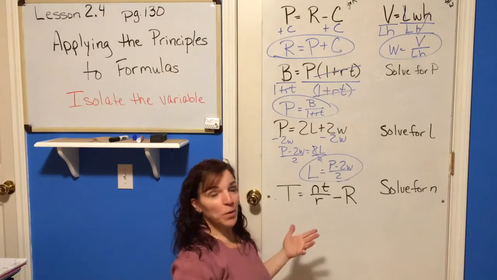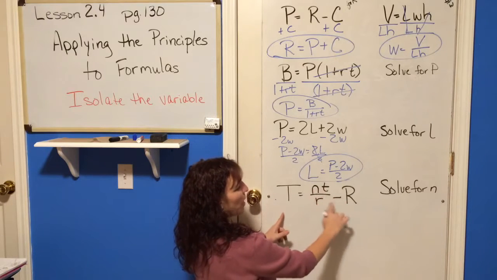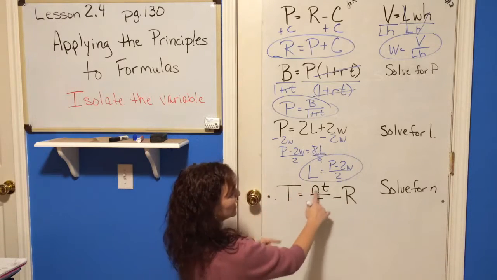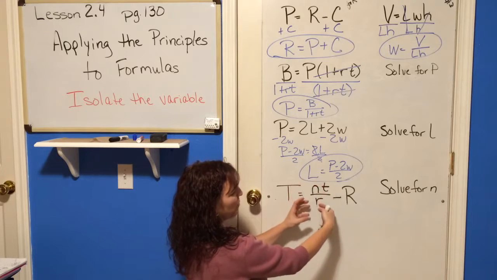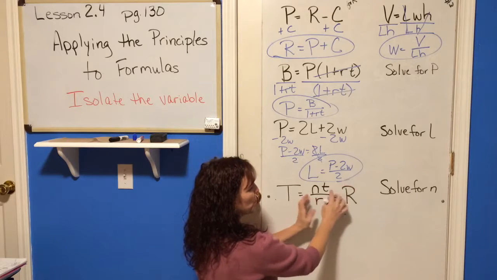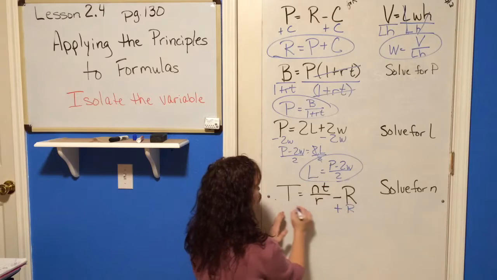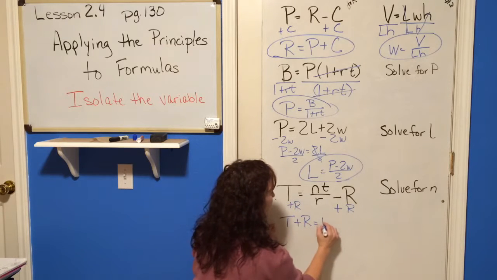All right, one more. A little bit more complex. T equals NT divided by R minus R. I want to solve for the N. So I want to get this N by itself. Well, this N is all entrenched in this division problem, but I've got this subtracted. So get rid of this first, and then we can work on this chunk. So add R. So I've got T plus R now.